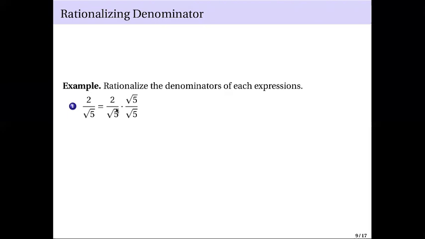And of course, you will have on the denominator square root of 5 times square root of 5, that's square root of 5 squared. The numerator you just have 2 square root of 5. The denominator you have square root of 5 squared, which gives 5 on the denominator. So 2 square root of 5 over 5 is now the rationalized version of 2 over square root of 5.